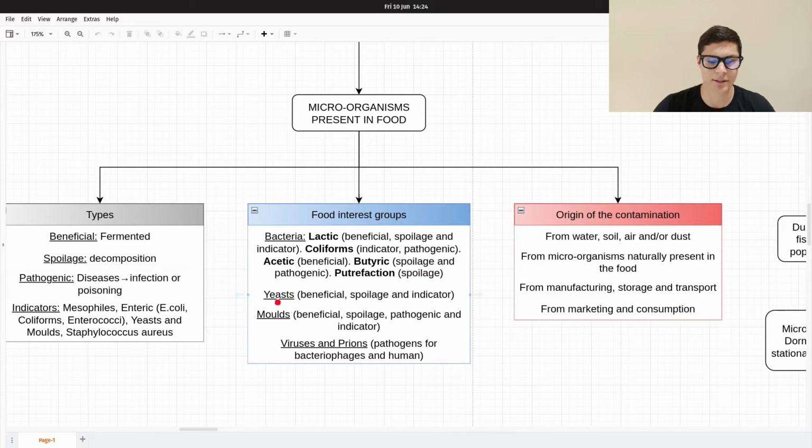Then moving on, we have the yeasts, which can be beneficial, spoilage, and indicators. The molds. Molds can be everything. It can be beneficial, spoilage, pathogenic, and indicators. And then viruses and prions, and guess what? Pathogens, and they can be pathogens for humans, but also for bacteria.